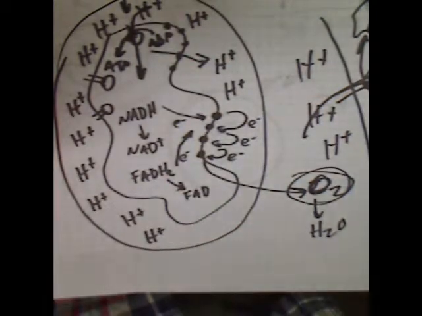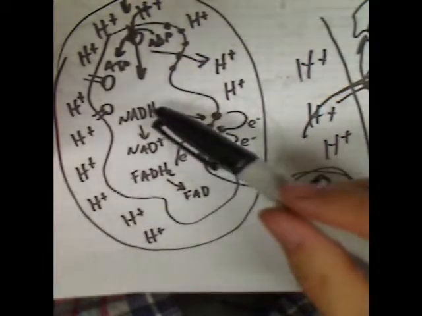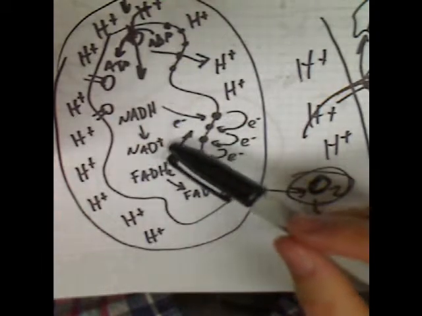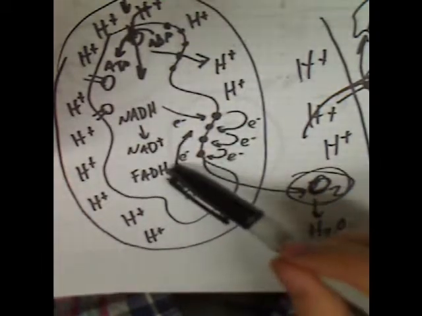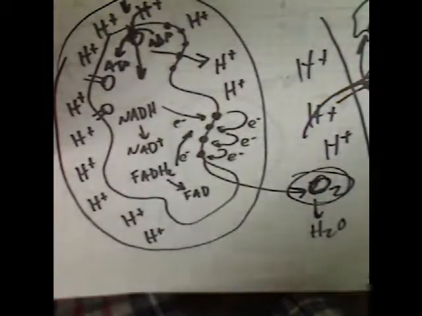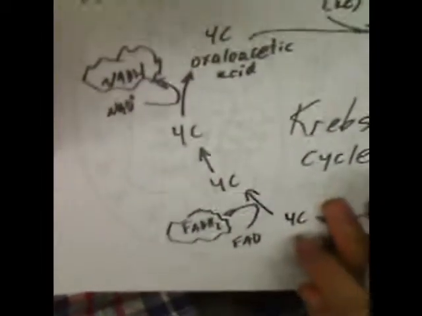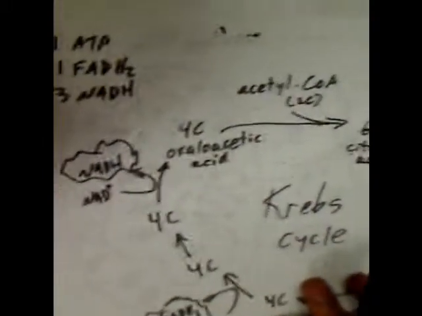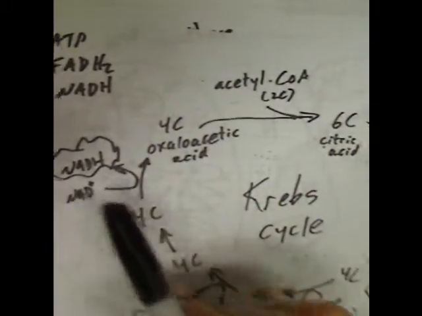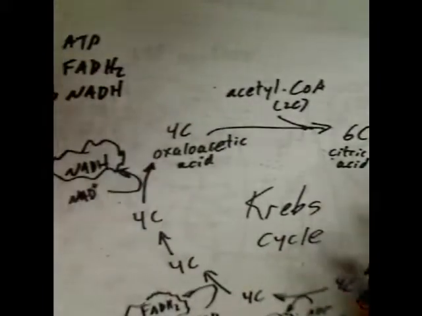Well, like I said, when there's no oxygen, the electron transport chain is going to back up. And when it backs up, that means that the NADH is not going to have any way of reverting to NAD. And FADH isn't going to have any way of reverting to FAD. And so that means that we're going to run out of NAD and FAD. If we run out of NAD and FAD, then these reactions in the Krebs cycle can't happen. These reactions that require NAD and FAD. So the Krebs cycle cannot occur if there's no oxygen.